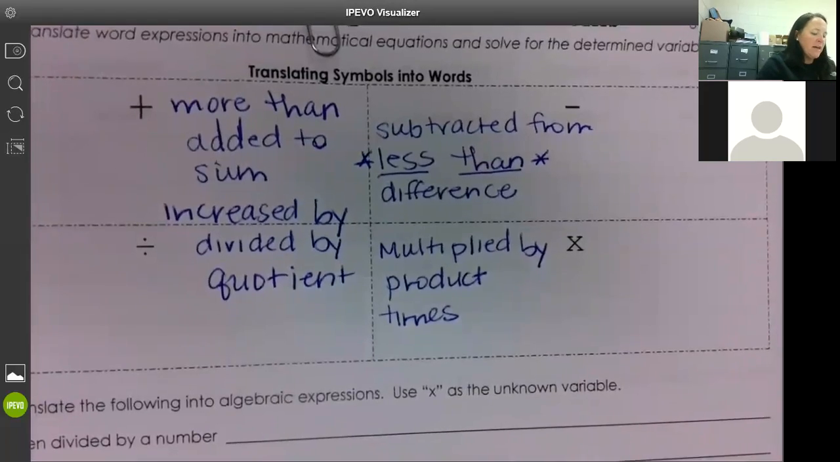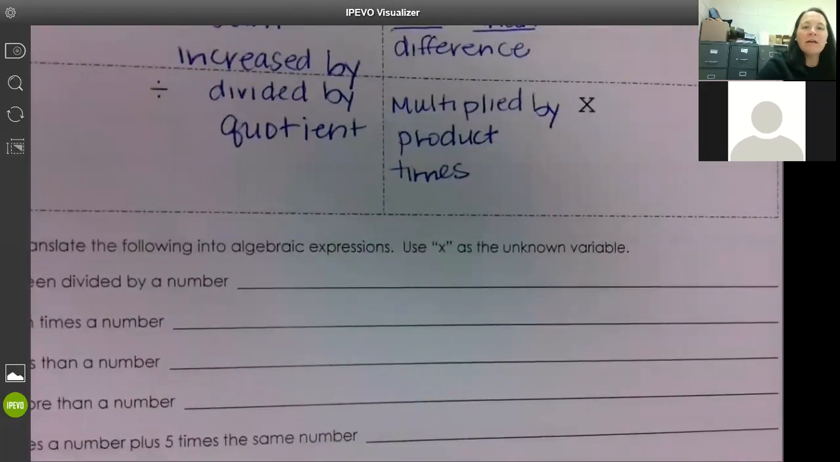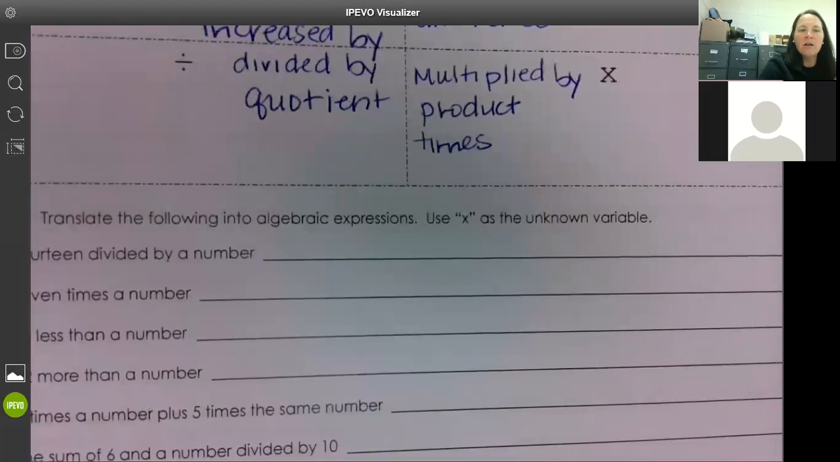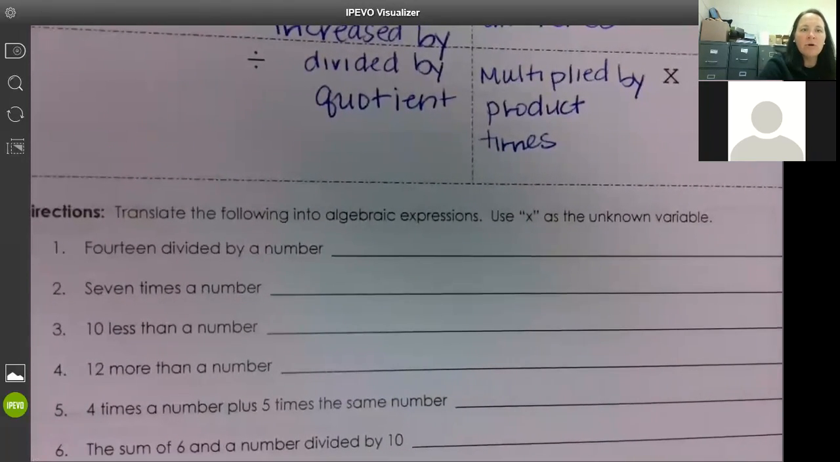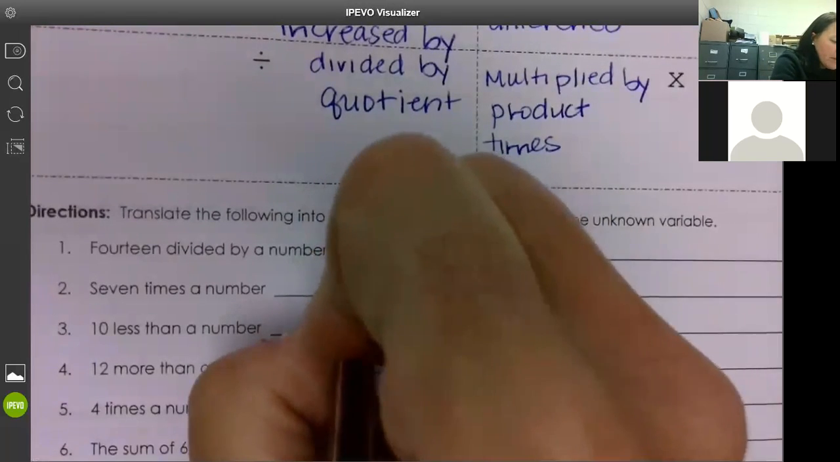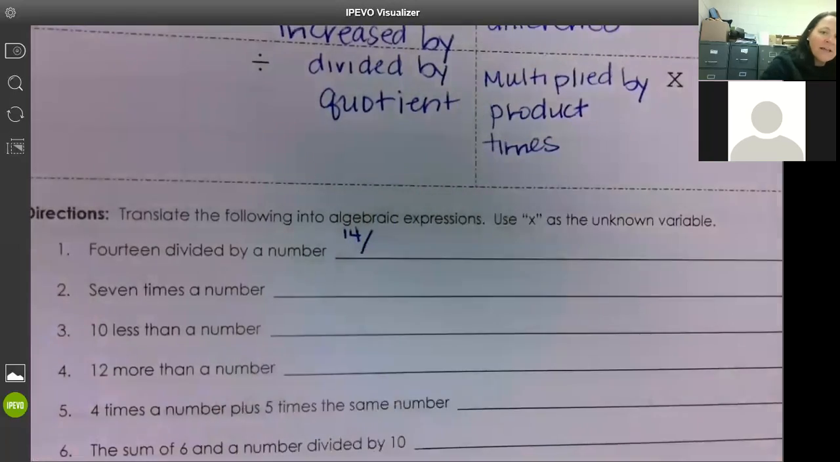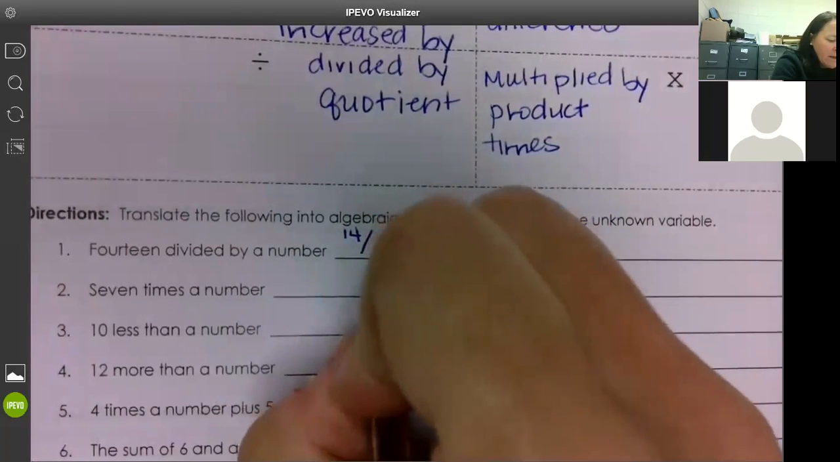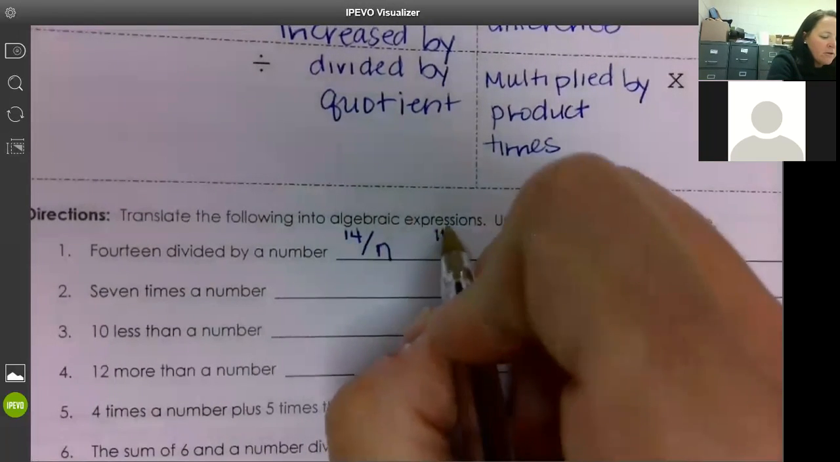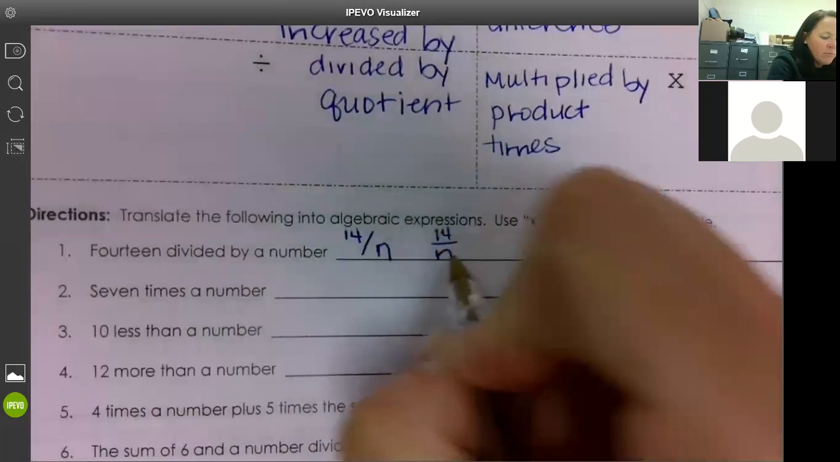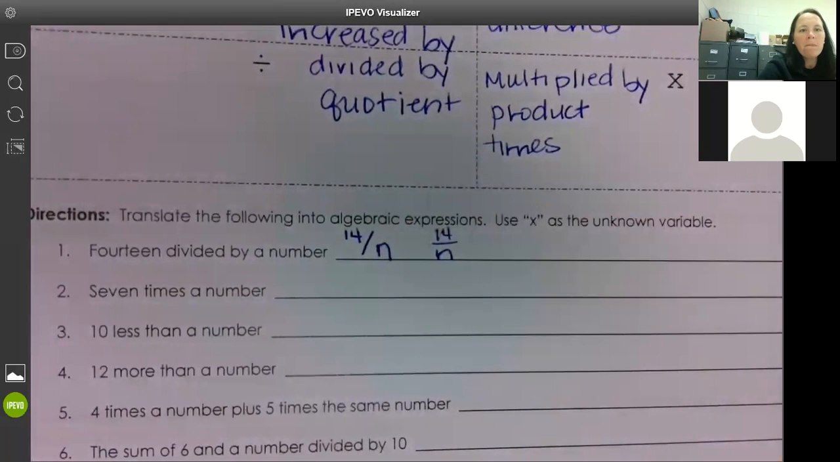So we're going to look at our directions. They say translate the following into algebraic expressions and use X for the unknown variable. So the first one says 14 divided by a number. When we write that, we just write this one out, 14, and I use the divide bar like this by a number. Okay, so 14 divided by n. You can do it up and down as well. That gives you the same number. So either one of those is fine.